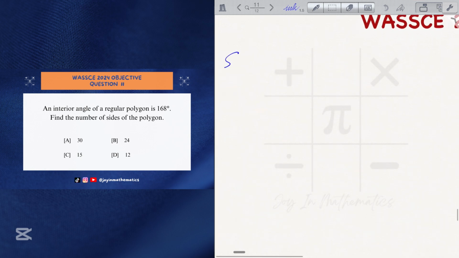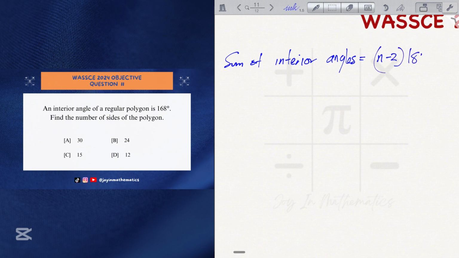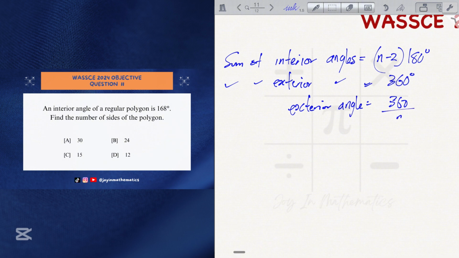So we have the sum of interior angles equals n minus 2 multiplied by 180 degrees. Similarly, the sum of exterior angles is simply 360 degrees. Also, an exterior angle in itself is equal to 360 divided by n, because n is the number of sides.